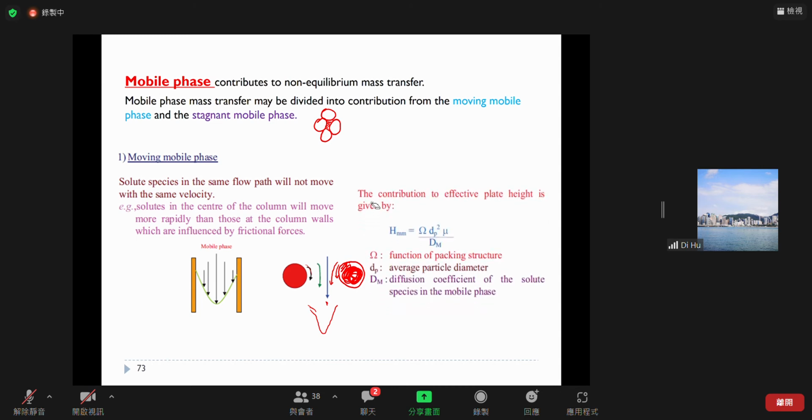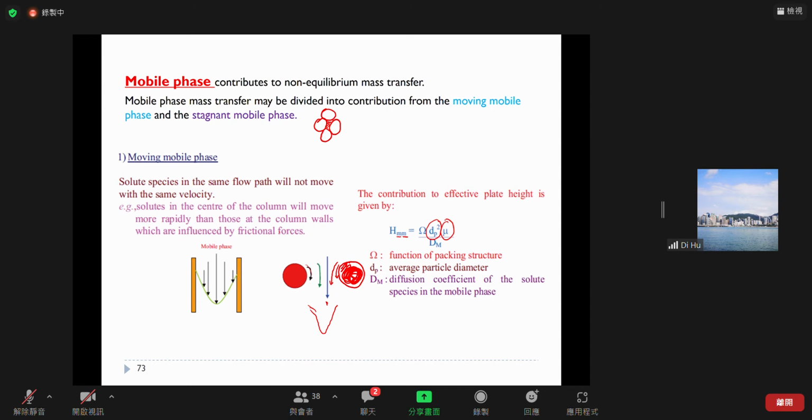Let's see that the contribution of this moving mobile phase to effective plate height can be given by HMM. MM means moving mobile phase, okay? So it's related to the square of the dp, the particle diameter. As just mentioned, larger dp, larger gap, and then more difference between the middle and the edge. And then about speed as well.